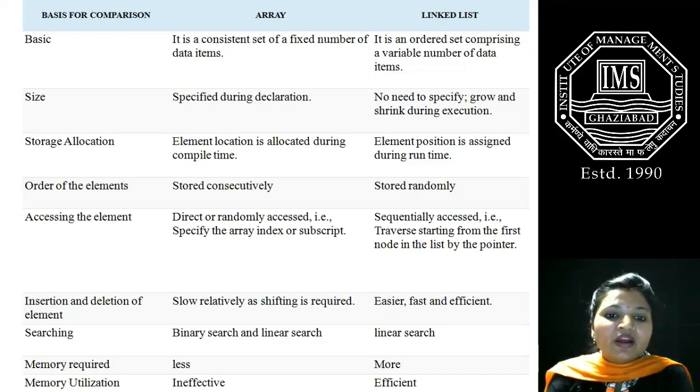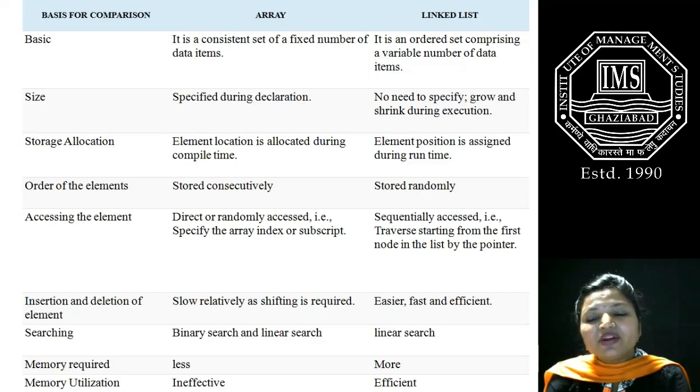Accessing the element. We can access directly or randomly in an array with the help of an index or subscript, but this is not the case with linked list. If you want to access the element from the middle of the linked list, then you have to traverse each and every element sequentially to reach that element, starting from the first node in the list by the pointer.